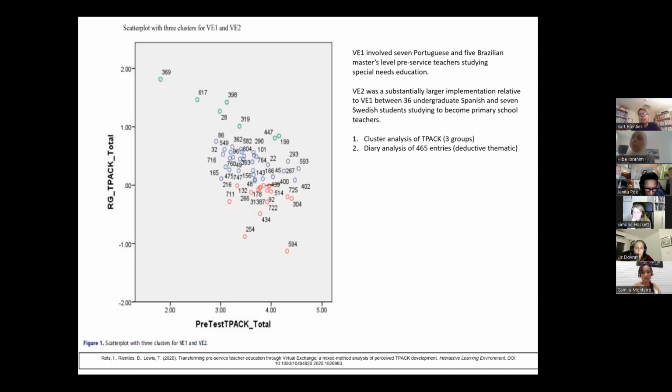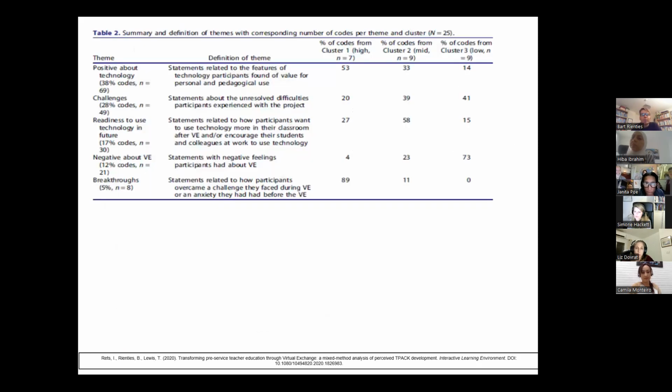So what we did here was to first do the number crunching, and then afterwards we looked at the diaries that students kept in these courses. And we analyzed over 465 entries, analyzed by my colleague Irina Retz. And we found some really interesting similarities and differences.